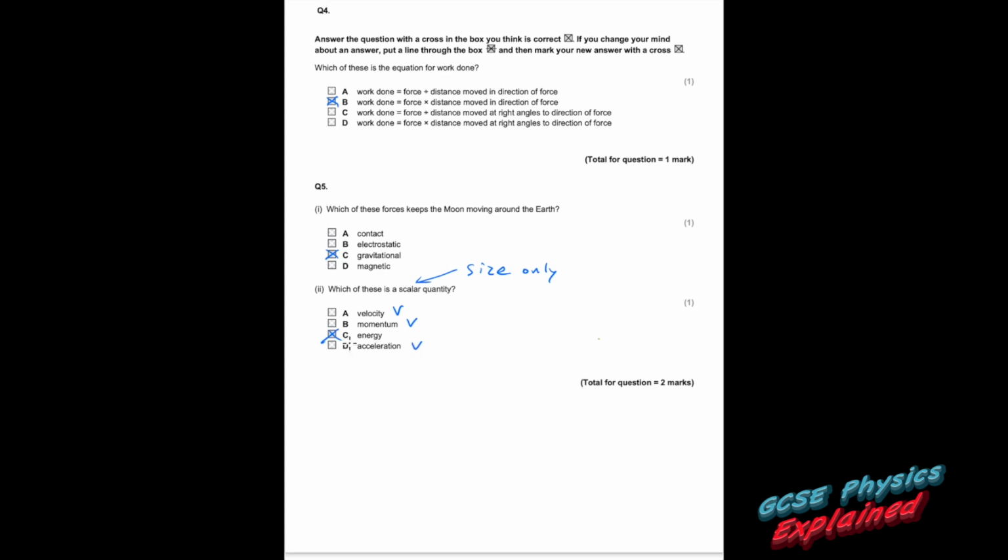And which of these is a scalar quantity? Remember, a scalar has size only, as opposed to a vector, which has size and direction. Velocity is a vector, momentum is also a vector, acceleration is a vector, so the answer is energy. And that's that. Just short and sweet.